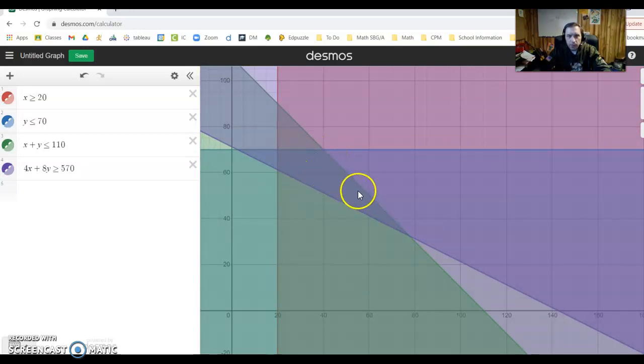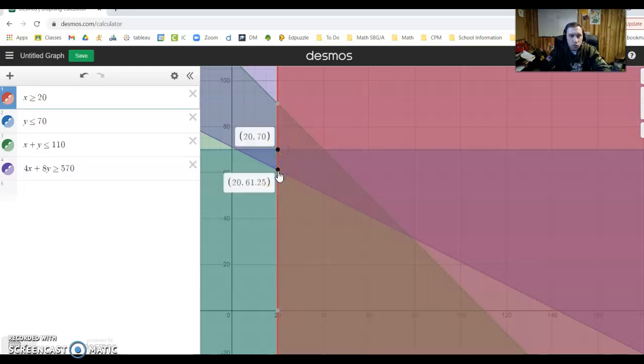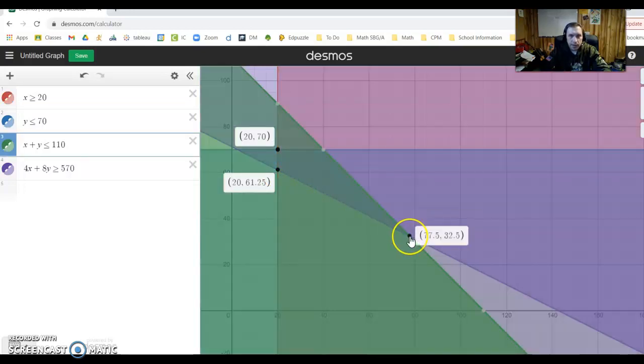So everybody see this weird looking, what would that be? 1, 2, 3, 4-sided figure here that has a point right here, 20, 70, a point right here, 20, 61.25. There's another bound right down here, 77.5, 32.5, and then this bound right here, 40 and 70. Now, each of those are the bounds that could make this true. But what else could make this true? Any point in that overlap.